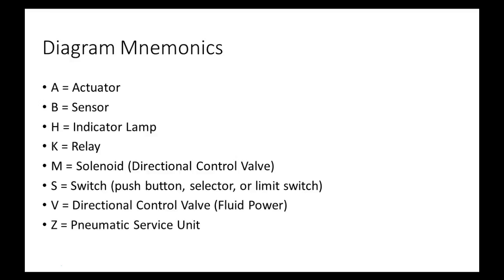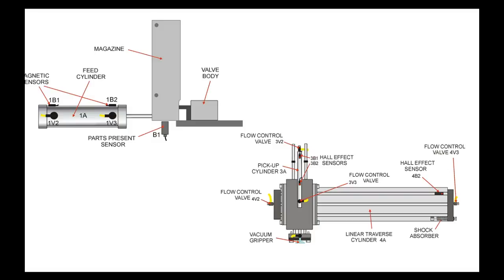Then we got S is for what? Switches. So there's all our push buttons and everything. V are for our valves. And valves are used to control the flow of fluids. And then Z is our pneumatic units. Are we okay? Now, are we okay? Like I said, I'm going to give this out to you.